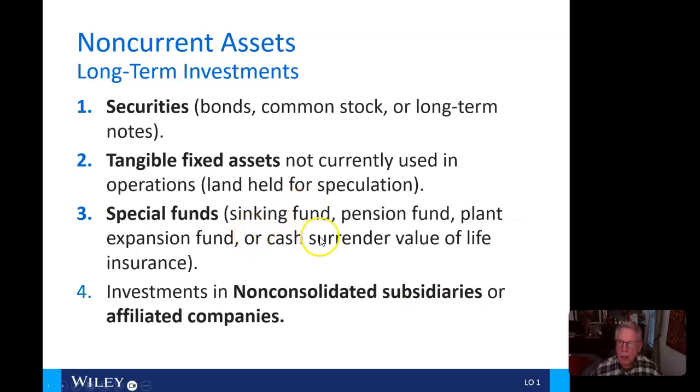Okay, non-current assets. Now, these are assets that we intend to hold for longer than a year, or the operating cycle, which is ever longer. So here's our securities. We have a lot of those different kinds of securities, bonds, common stock, even some bank notes, long-term notes. Number two, we have tangible fixed assets. Tangible meaning it has physical substance. You can touch those assets.